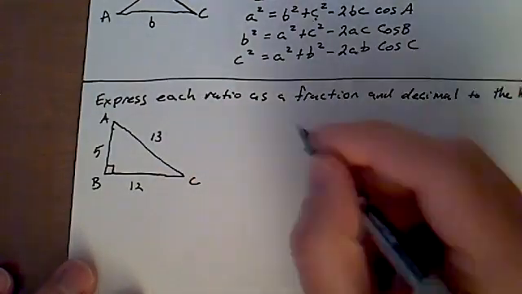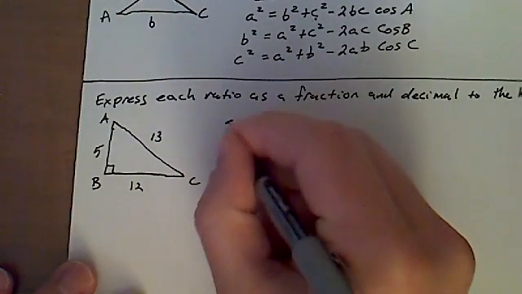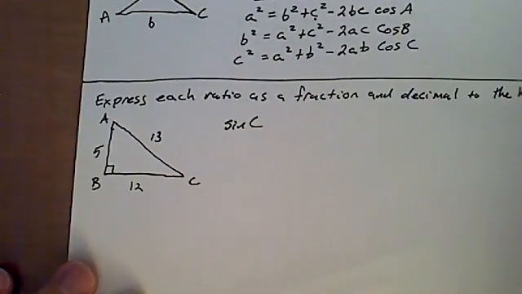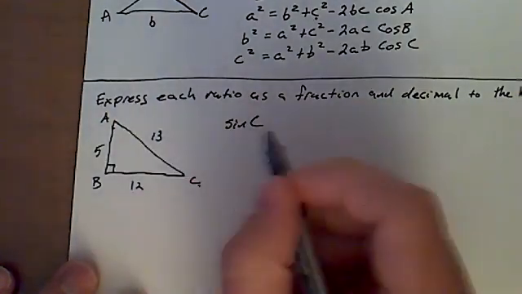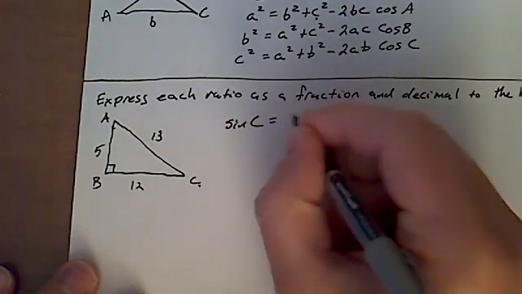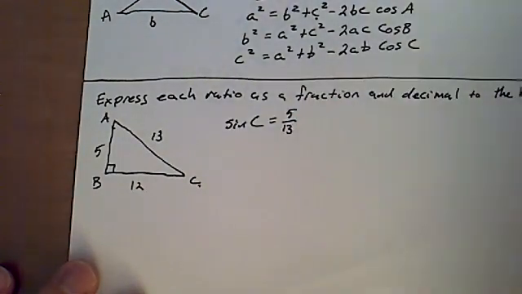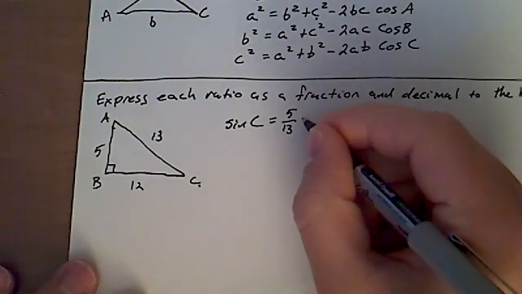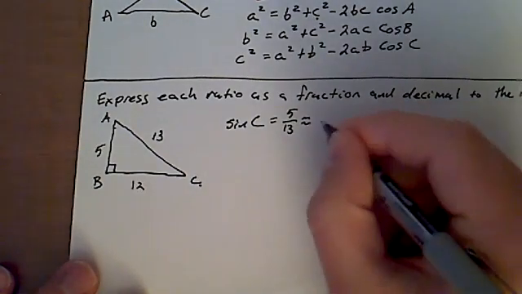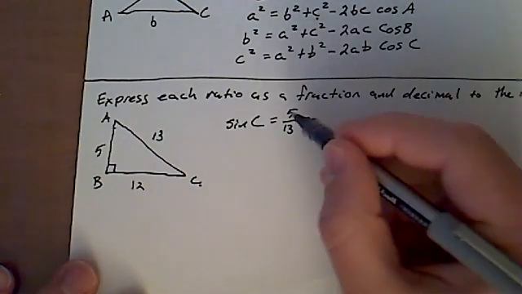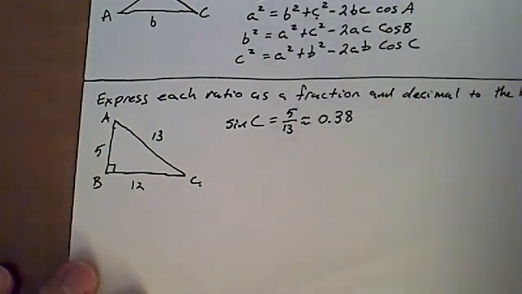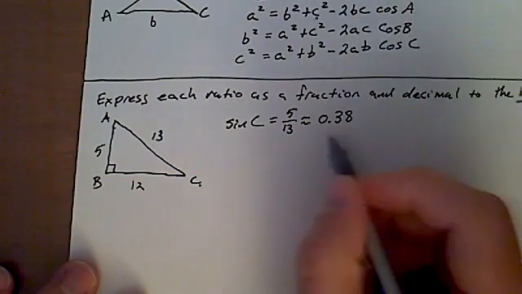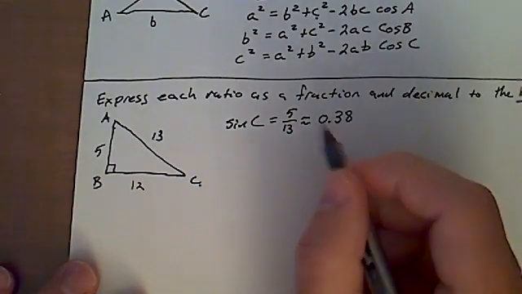I might ask questions like, what is the sine of angle C? You'll come to C. The sine is the opposite over the hypotenuse. And so that would be the fraction. If you're getting the decimal, you're just putting 5 divided by 13 in your calculator, and you're probably getting about 0.38. Again, it is to the 100th, so we want 2 spots after the decimal place.